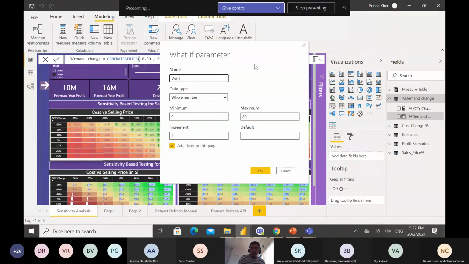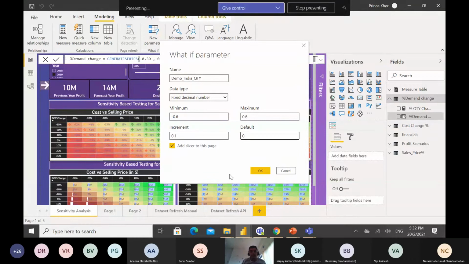Demo underscore India underscore quantity, just like that. This is a decimal number, a fixed decimal number. I'm going to take it. I'm going to say minimum is minus 0.6, maximum is 0.6. Why am I doing it? I'm not allowing people to increase too much of that. My increment by default is 0.1 and default is 0.